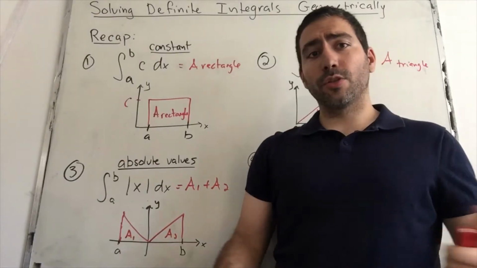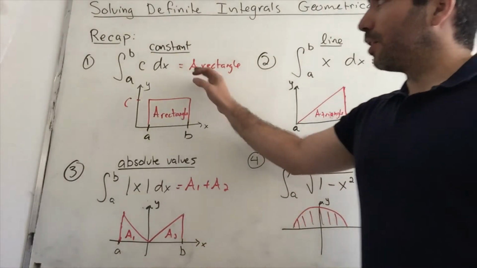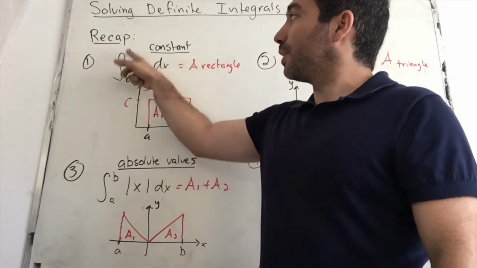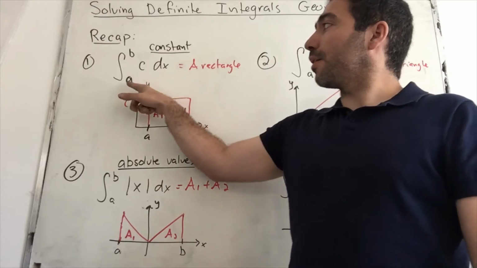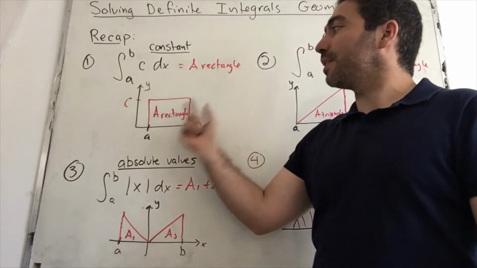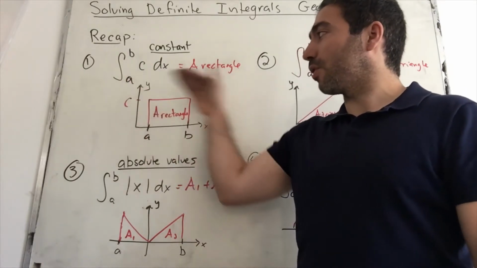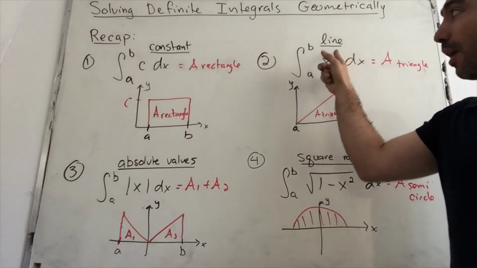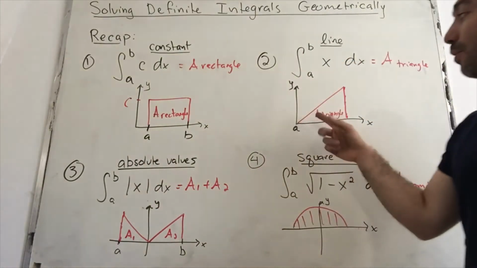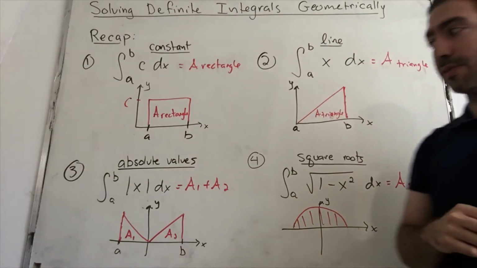Okay, so just to quickly recap, the first type of integrals we're dealing with are constant functions. If we have a constant from a to b, that's going to give us the area of a rectangle. Second, if you have a straight line, so any linear function, what you're dealing with is triangles, so you're going to find the area of a triangle.